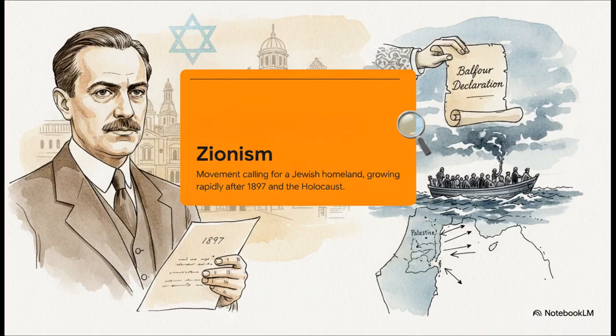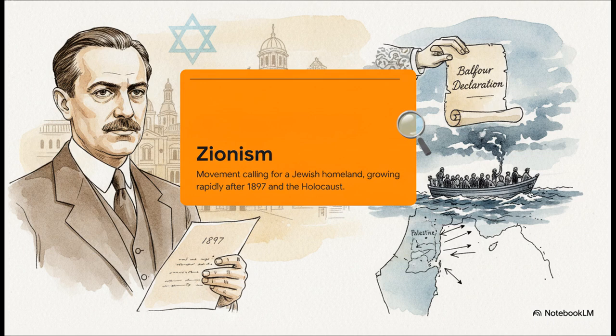Now, to really grasp those conflicts, we need to understand Zionism. This was a movement calling for a Jewish homeland, which gained a lot of early momentum after Theodore Herzl organized its first Congress in 1897. It soon received British diplomatic sponsorship through the 1917 Balfour Declaration.